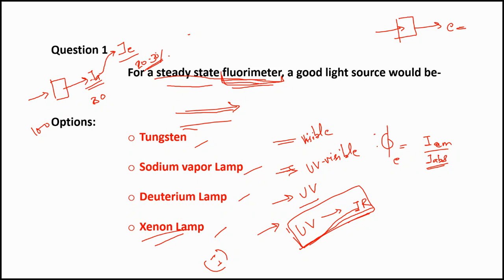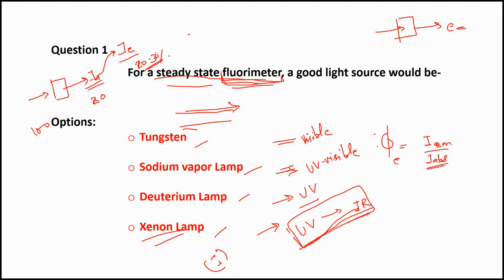Okay, so we have done only one question till now. And since you are not so late, I'll try to repeat this first question's solution in a short period of time. Our question was, for a steady state fluorimeter, a good light source would be: tungsten, sodium vapor lamp, deuterium lamp, or xenon lamp.